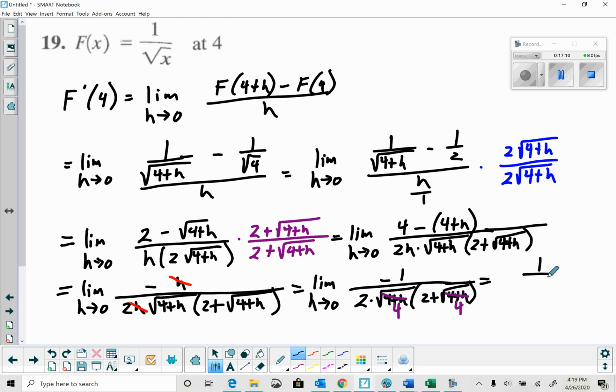So we have negative 1 over 2 times, now again, this is square root of 4, so that's 2, times the quantity 2 plus square root of 4, again is 2. Inside the parentheses, 2 plus 2 is 4. 4 times 2 is 8, times 2 is 16. It all comes down to that single number. The derivative of the function 1 over square root of x at 4 is equal to negative 1/16.